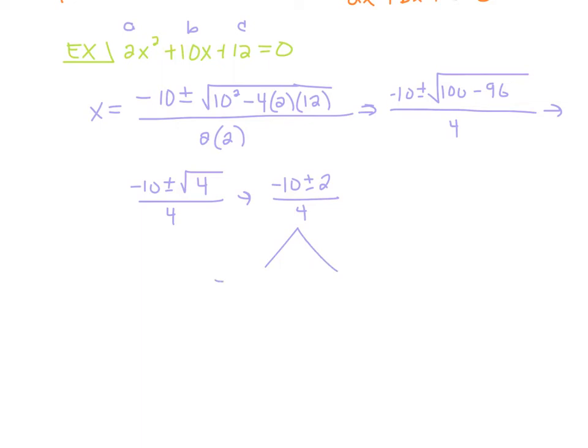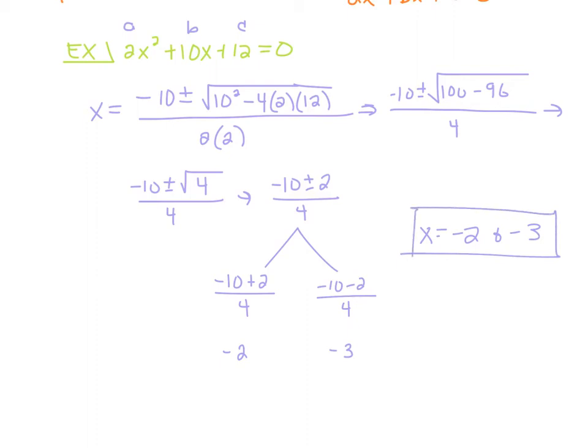Now I can split it up into my two equations here. Negative 10 plus 2 divided by 4, and negative 10 minus 2 divided by 4. Well, negative 10 plus 2 is negative 8. Negative 8 divided by 4 is negative 2. And negative 10 minus 2 is negative 12. Negative 12 divided by 4 is negative 3. So we get the solutions x equals negative 2 and negative 3. And those are my two answers there.